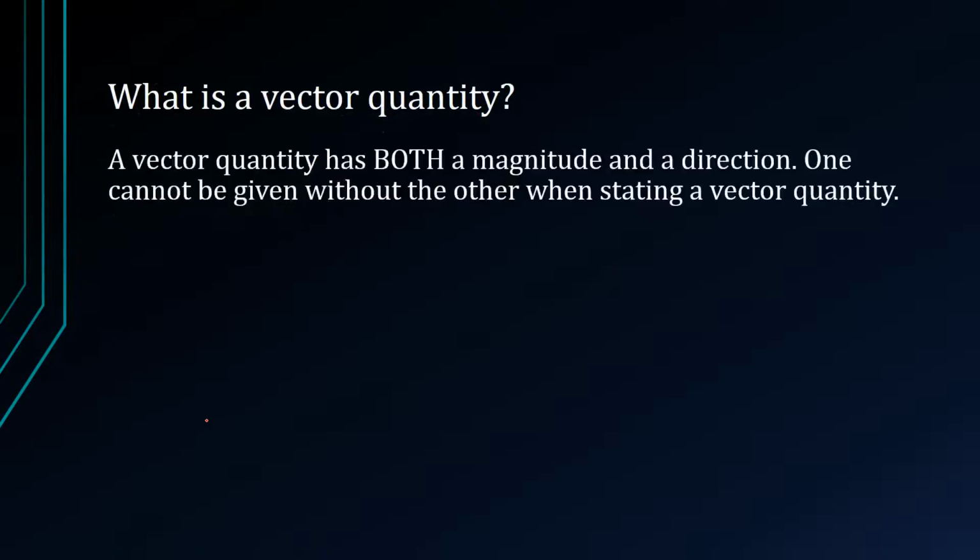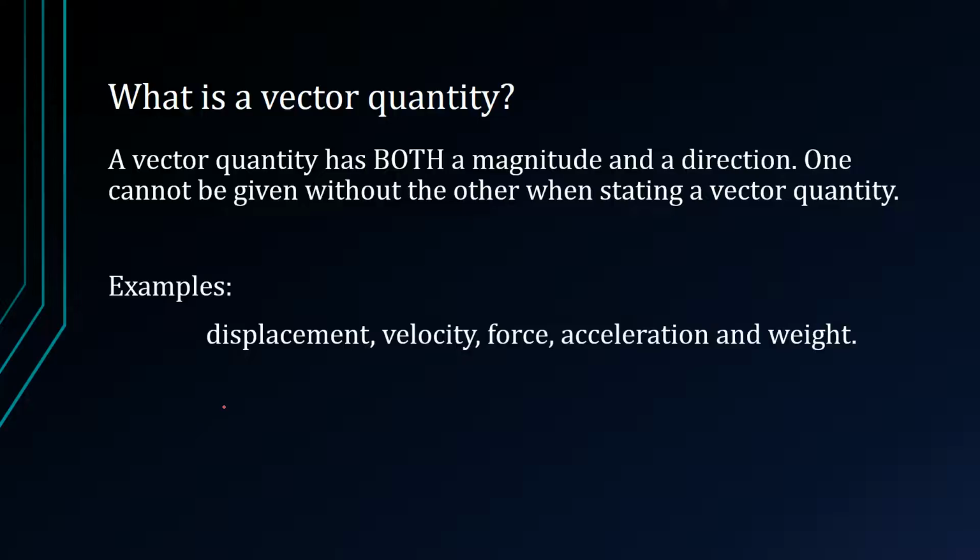So what is a vector quantity? A vector quantity is a quantity that has both a magnitude and direction, and you cannot state one without the other. Some examples are displacement, velocity, force, acceleration, and weight. For instance, a displacement. If I say 10 kilometers due east, that means I have stated both a magnitude, which is the 10 kilometers, and a direction, east.